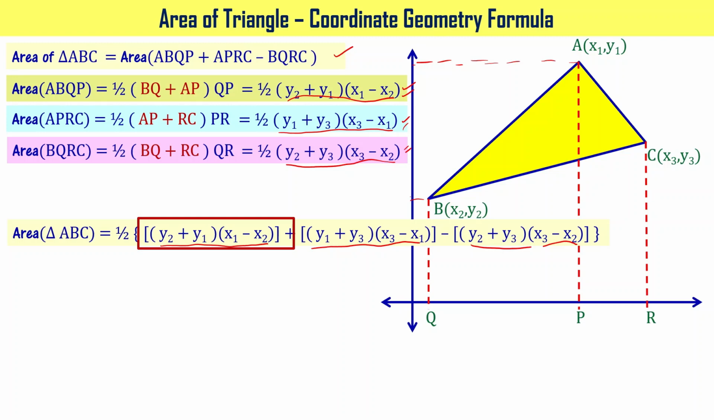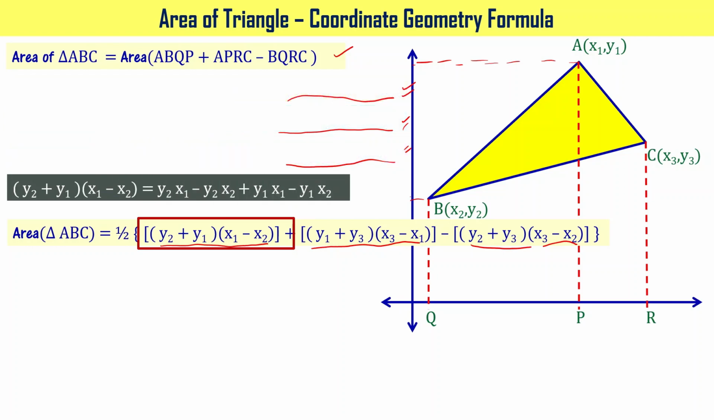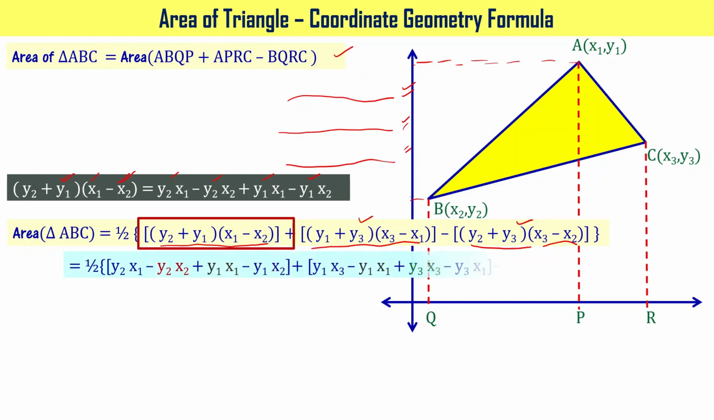(x1 minus x2). When you multiply, I get y2 times x1, and then minus y2 times x2. And then you take y1 and multiply y1 and x1, that is plus y1 x1, and then y1 and minus x2, so that you get minus y1 x2, right? Now you can write it for the first part. Similarly, if I do this for this particular part and this particular part, I'll get an expression like this.